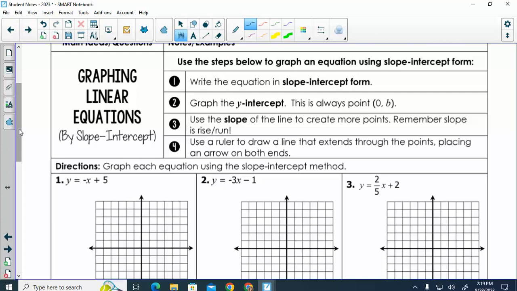All right, so we have been talking about slope and y-intercept. We know how to find those from the equation if we put it into slope-intercept form.